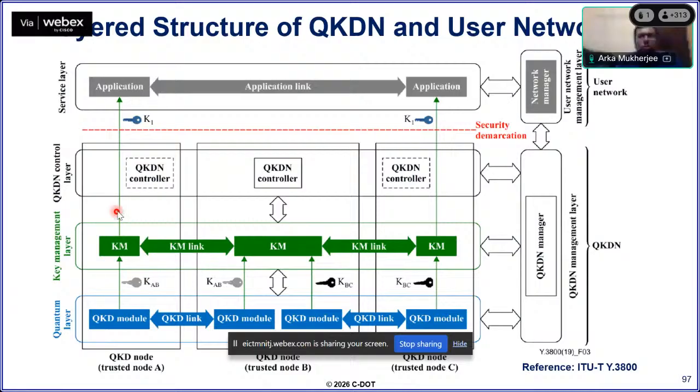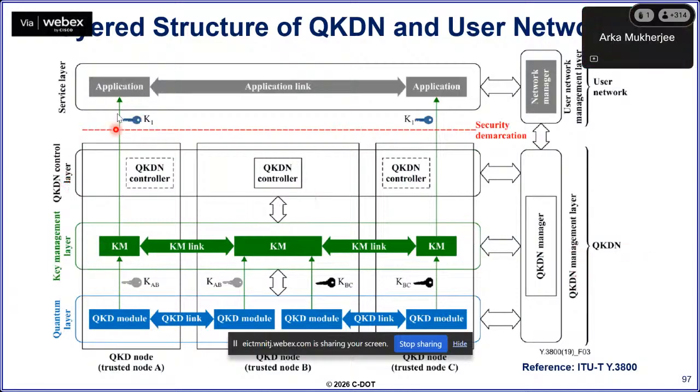Okay, and you can see that there is a red line that is called the security demarcation. This security demarcation states that while you are dealing with QKD systems, you should only be worried about the security of your key till the time it is below this line. So if you are working on a QKD system, you need to secure your quantum layer, key management layer, QKD control layer, and QKD network management layer.